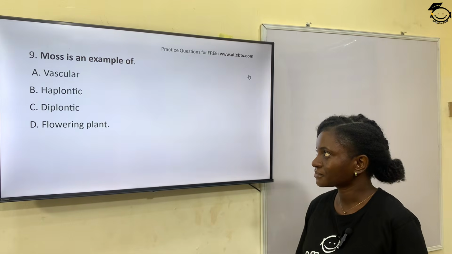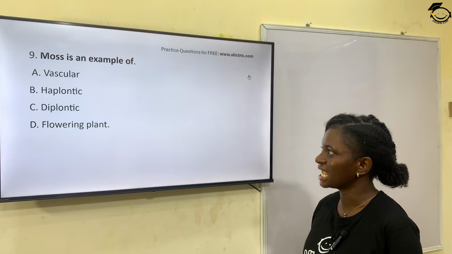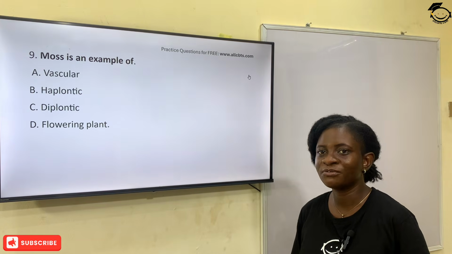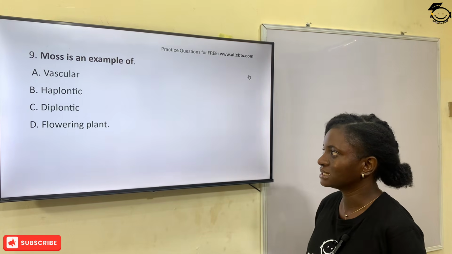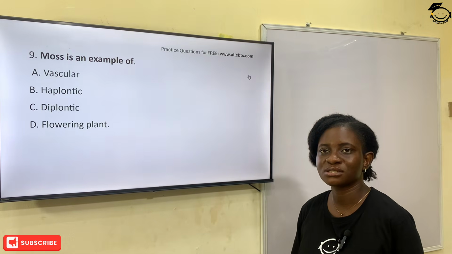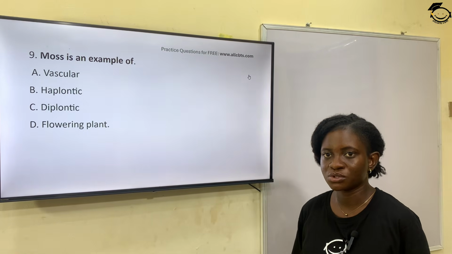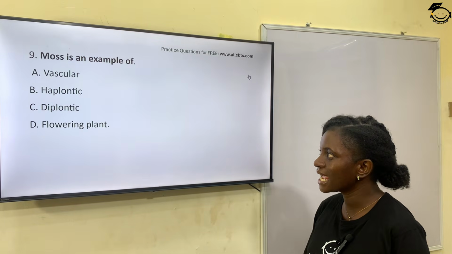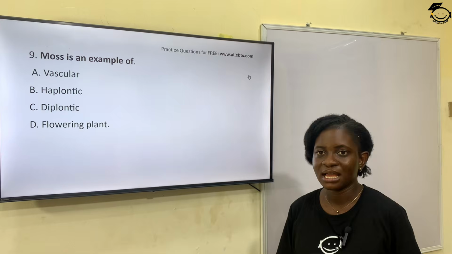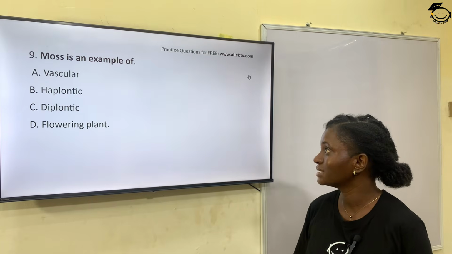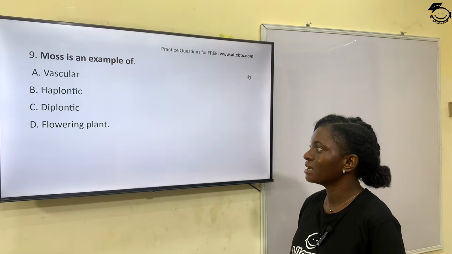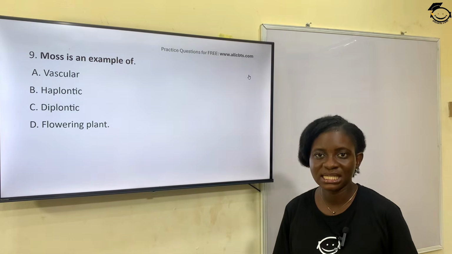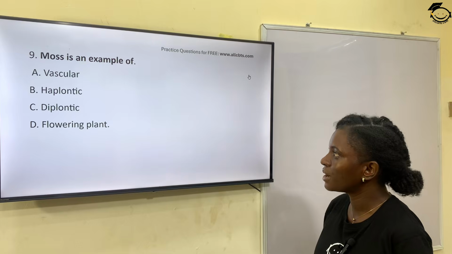Question 9. Moss is an example of, what is moss? Moss is a non-vascular plant and it has just one set of chromosomes. So moss is an example of A, vascular. I said it's a non-vascular plant, so that is not the correct answer. B, haplontic. C, diplontic. D, flowering plant.